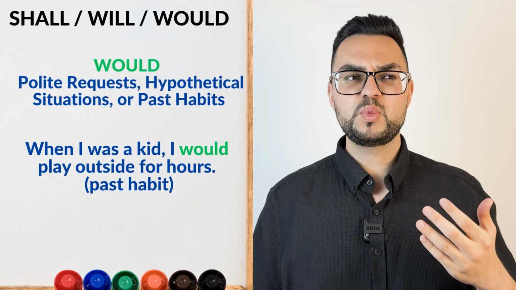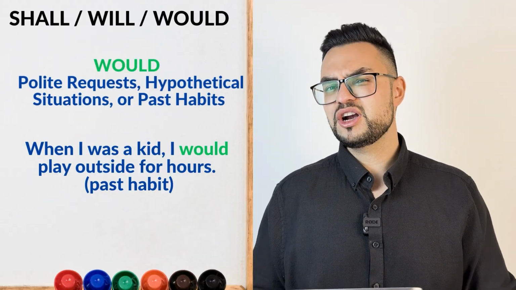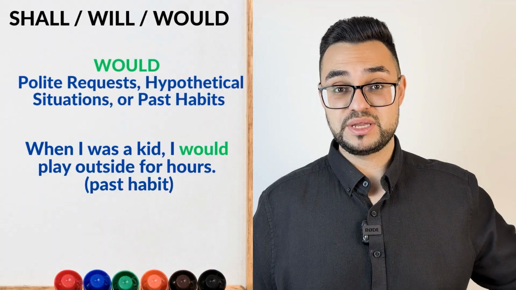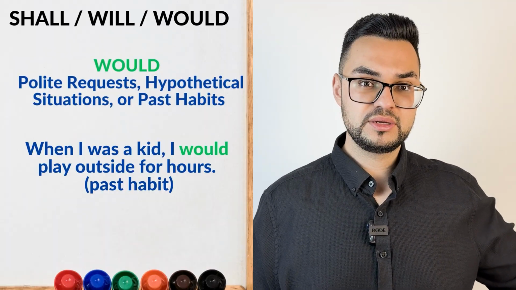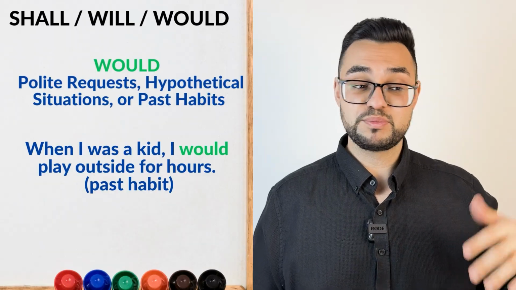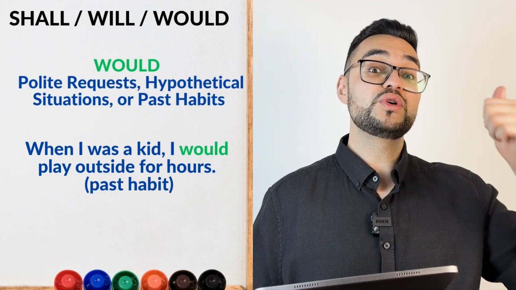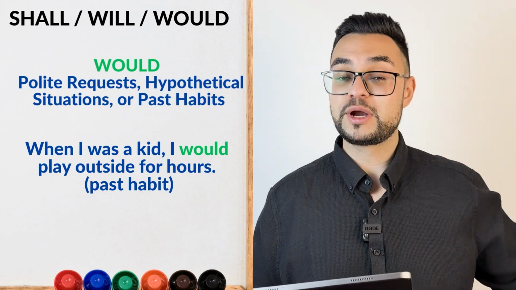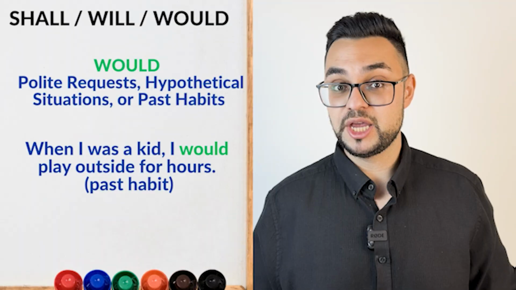We can also use would to describe your past habits. For example, when I was a kid, I would play outside for hours. Here I'm describing a past habit. It's not true anymore. I used to do that. Not doing it anymore in the present time, but this is just a past habit. I would play outside for hours. Now it's different. I don't have time probably.